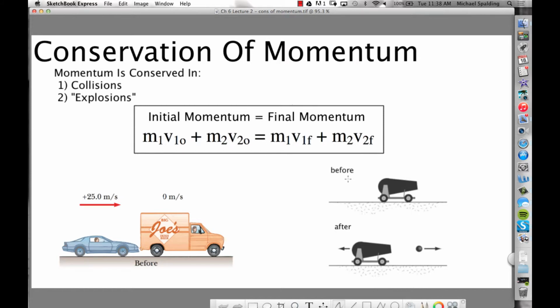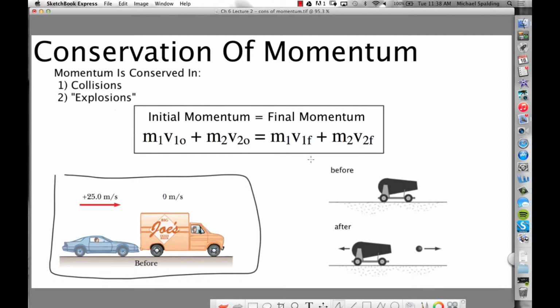Okay, conservation of momentum. So what we're talking about here are collisions and explosions. Two objects colliding, that'd be like this right here. Here's a collision. Two objects pushing apart from each other, that would be like a cannonball being fired from a cannon. We would call that an explosion, two things pushing apart.